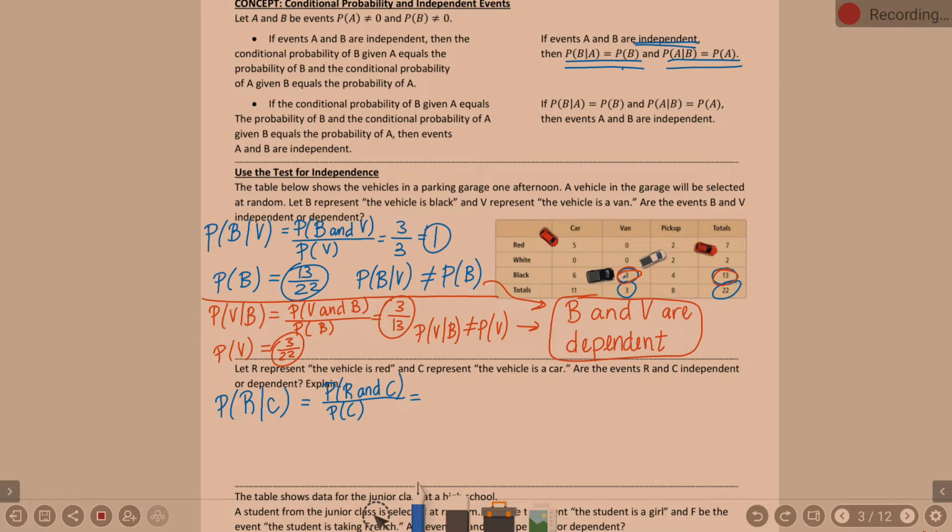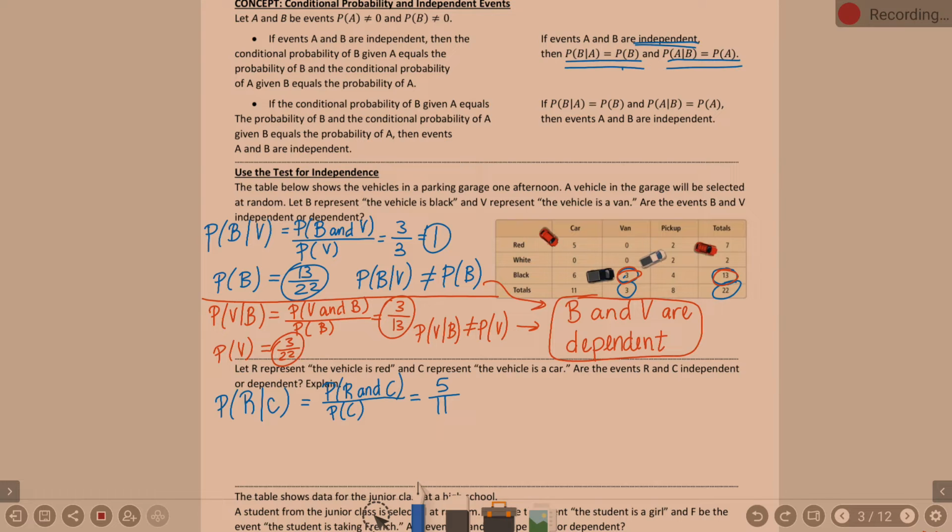And again, remember, I was kind of shortcutting this, not actually doing the probability, just looking at the total numbers. So how many vehicles R and C, red and cars? What do we have there? 5. Out of 22. Probability of being a car. How many cars are there? 11. I'm going with 11. Yep. So probability of a vehicle being red given it's a car is 5/11.